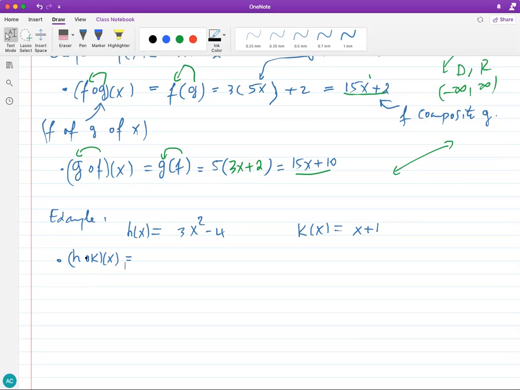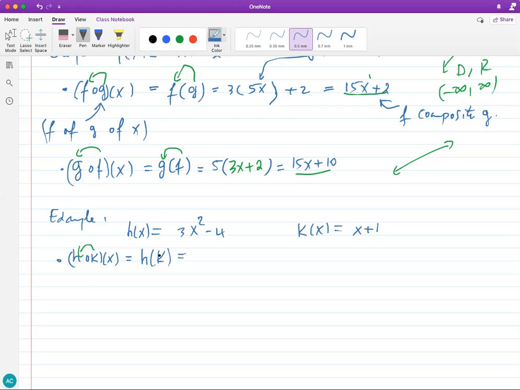H of k of x, h of k of x. So which function goes into what function in this example? K goes into h. That's right, we take k and put it into h. So it's h of k, in other words. This is probably more familiar and makes more sense as opposed to the other notation.